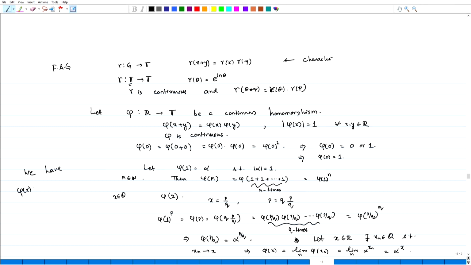Therefore, we get that phi of x is equal to e to the power 2 pi i xi times x, for some xi belonging to R. So, every continuous homomorphism from R to T will look like this, and this is a continuous homomorphism for a fixed xi. Therefore, now we have the building blocks, which are the characters of R, and then we will do Fourier analysis in the next lecture. Thank you.